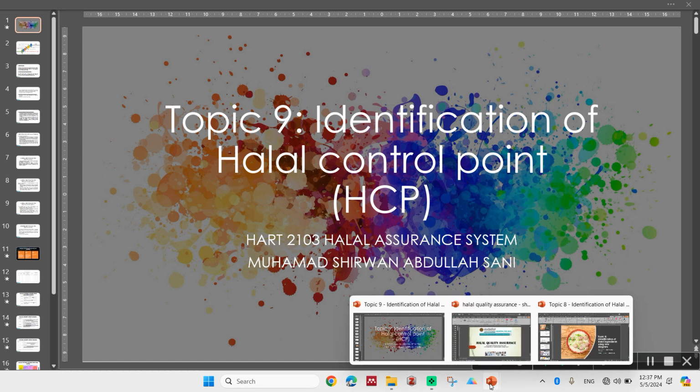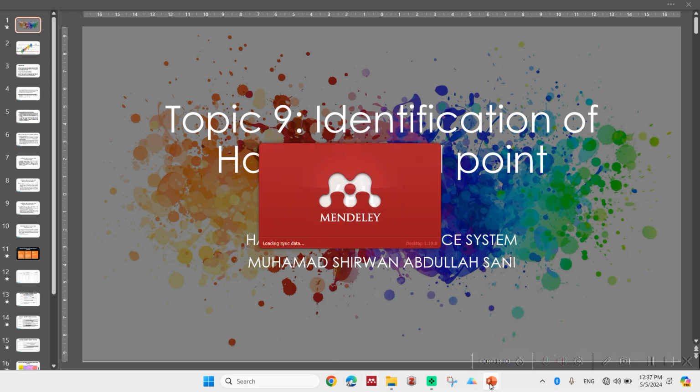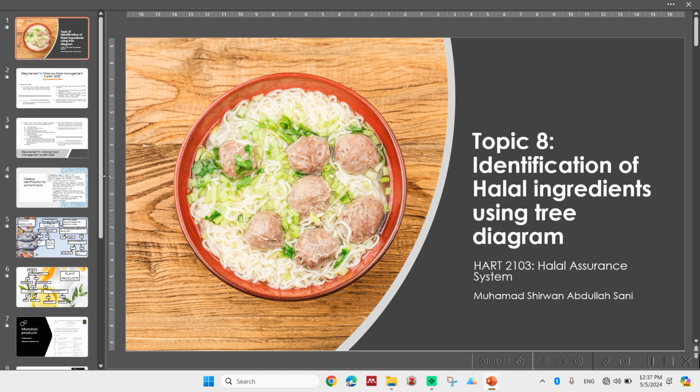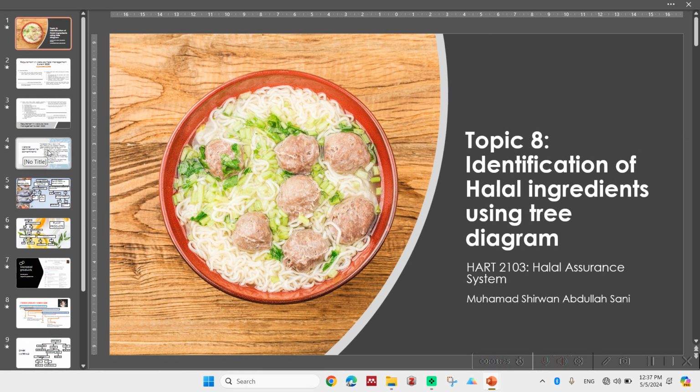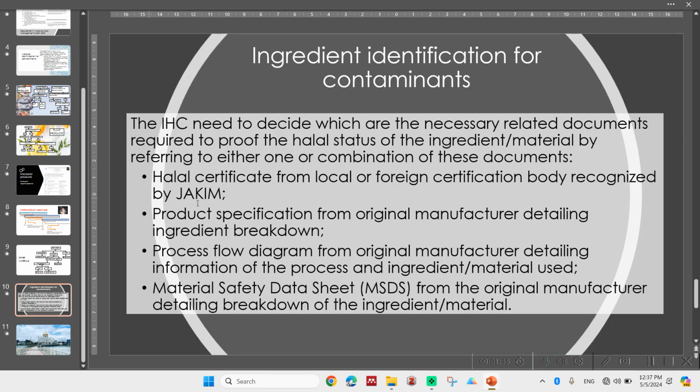Let me open the Malaysia Halal Management System 2020, the reference for this topic. While waiting for that, if we recall what we have learned, all ingredients can be identified into three groups, or three decision points. The first one is critical point, non-critical point, and haram. If it is critical, you have to request a halal certificate from the supplier.